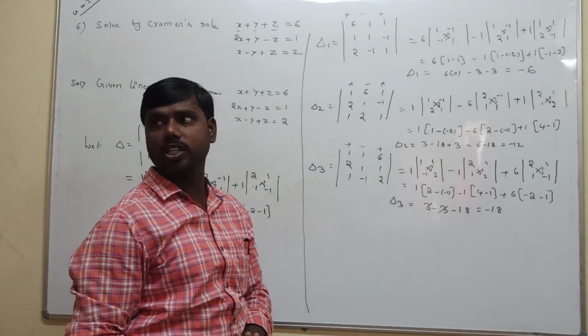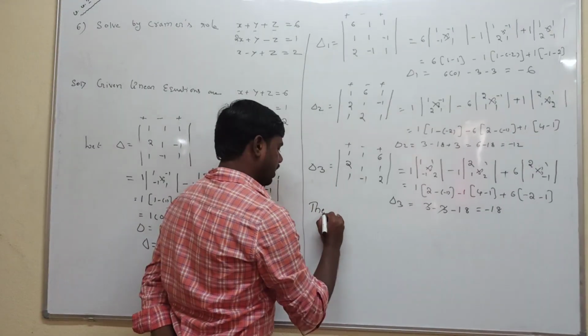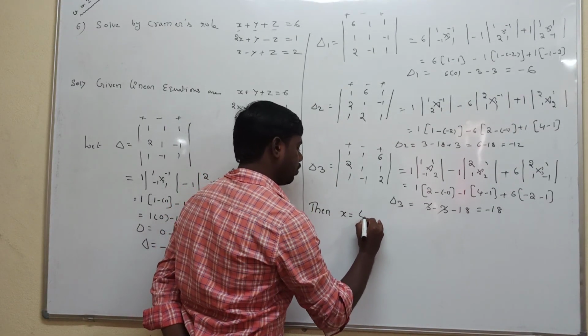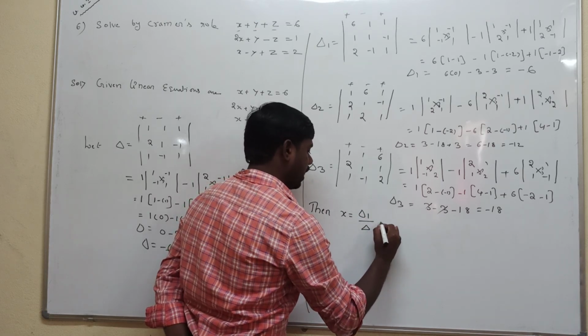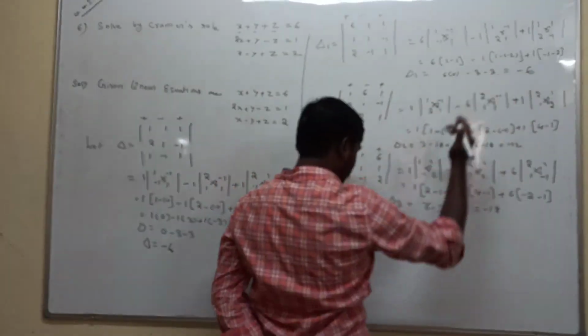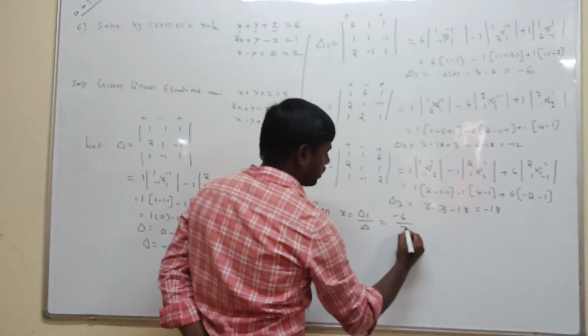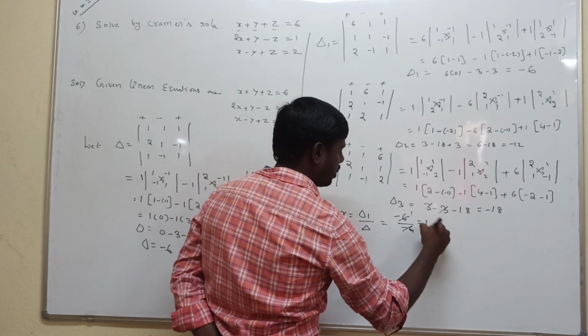Finally, we have the delta value, delta 1 value, delta 2 value, and delta 3 value. What is the final answer to calculate? The X, Y, Z values. What is the x condition? X is equal to delta 1 by delta. What is the delta 1 value? The delta 1 value is minus 6, and delta is also minus 6. Minus 6 over minus 6, that value is 1.